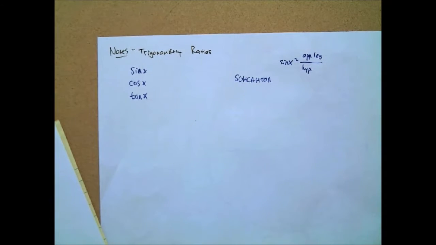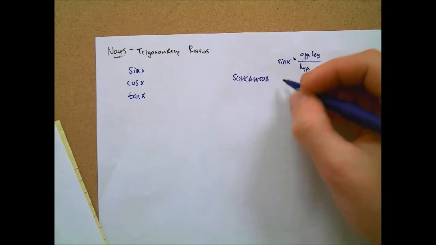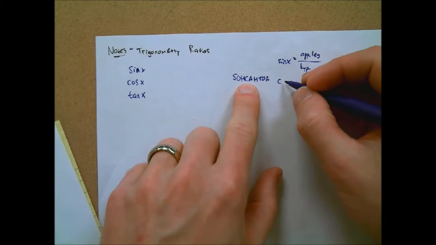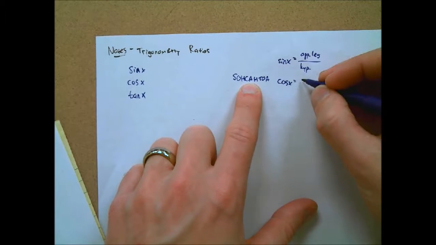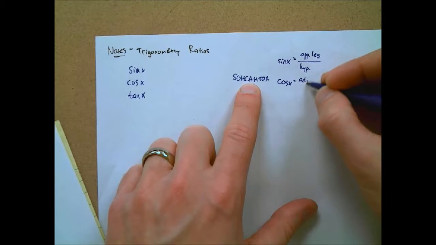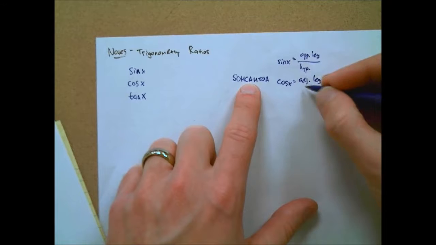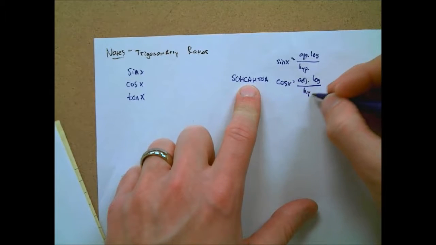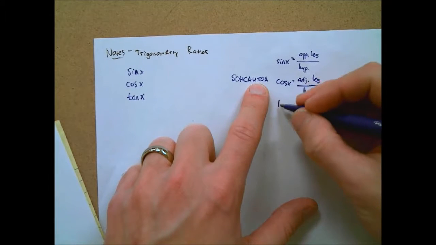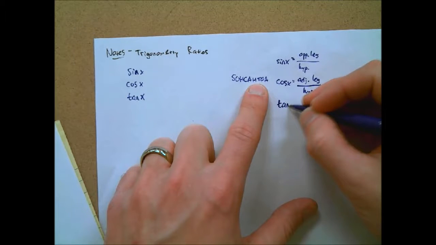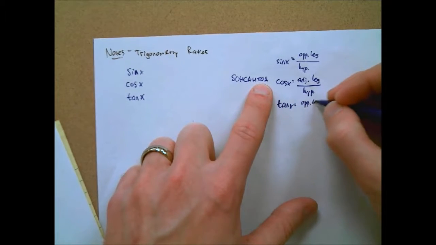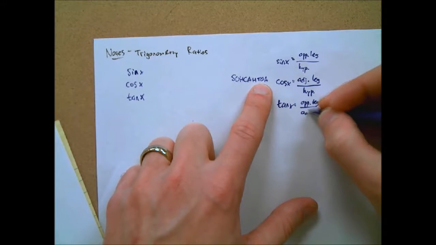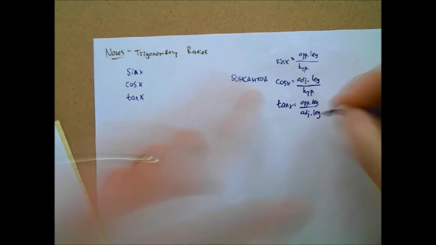Okay, cosine is the next one, then, for CAH. What does the A stand for? Adjacent, and again, be specific here with the leg part, and then H is for hypotenuse. And then tangent is equal to the opposite leg over the adjacent leg. Okay, exactly.